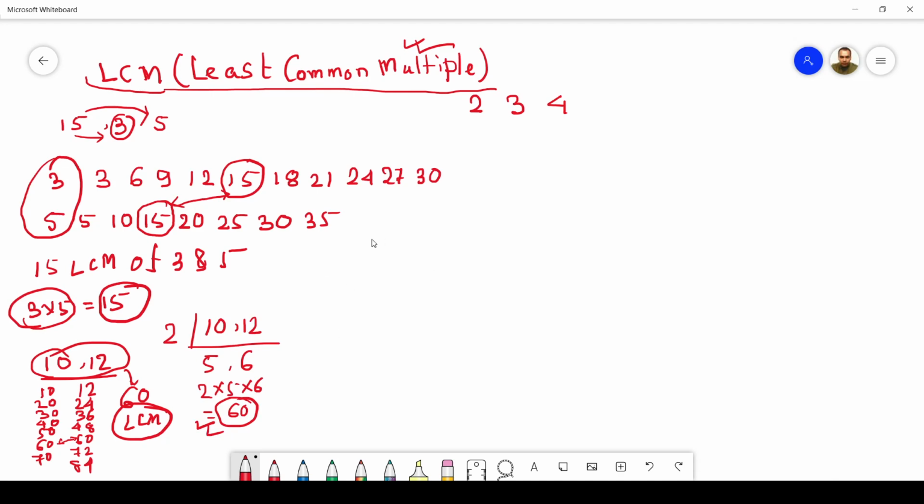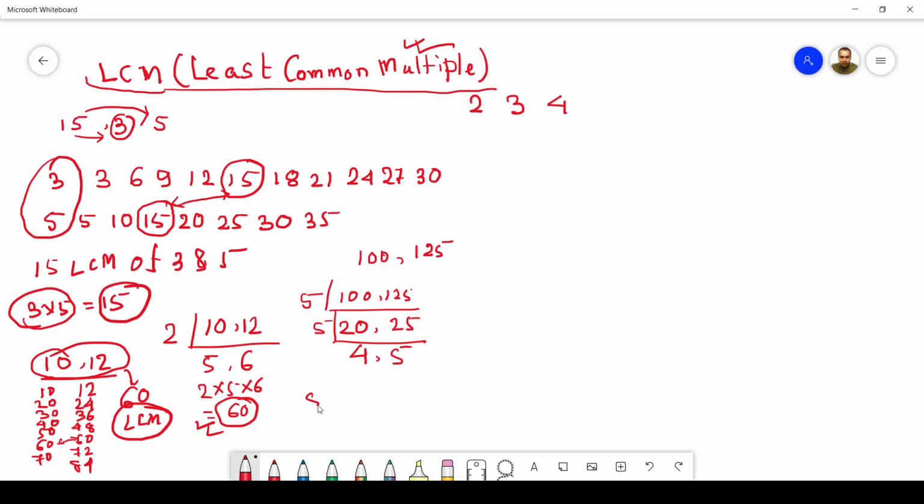Similarly, let me take some bigger numbers, maybe 100 and 125. Let us calculate the LCM of both the numbers. We can do this by the division method. Both numbers are divisible by 5, so 5 here, 20 here, and 25. Then again, both 20 and 25 are divisible by 5, so 5, 4, 5.